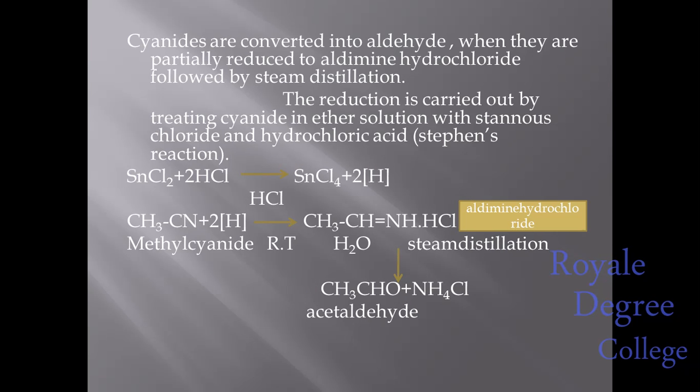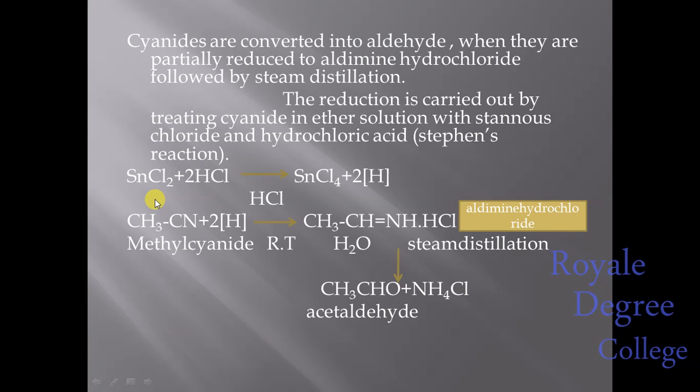Cyanides are converted into aldehydes when they are partially reduced to aldimine hydrochloride, followed by steam distillation. The reduction is carried out by treating cyanide in ether solution with stannous chloride and hydrochloric acid. This reaction is called Stephen's reaction.